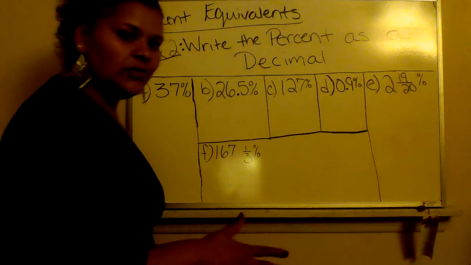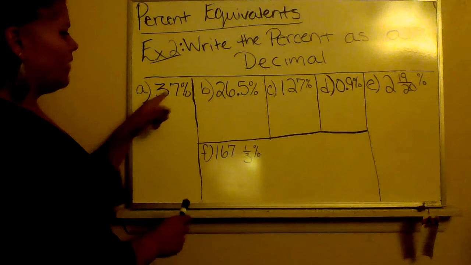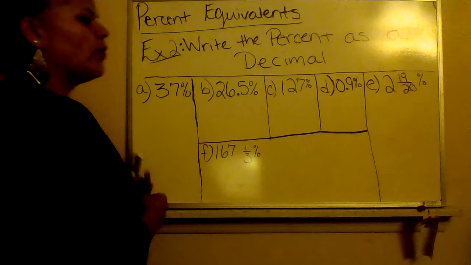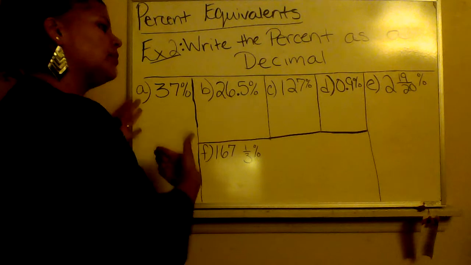Now I'm going to show you how to turn percents into decimals. So for the first one, we have 37%. You remember when we're turning decimals into percents, we move 2 times to the right? Well, it's the opposite for these.